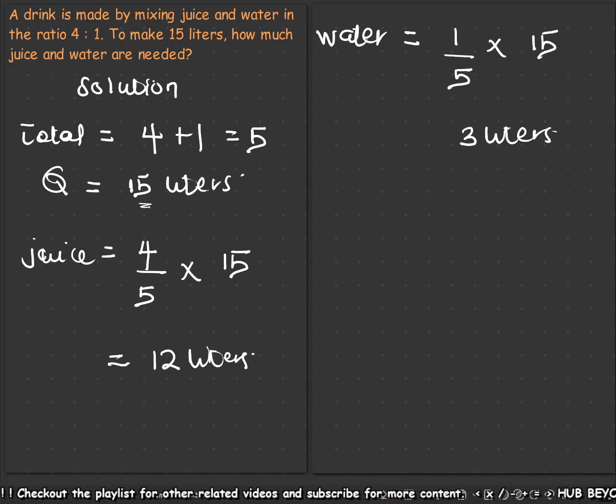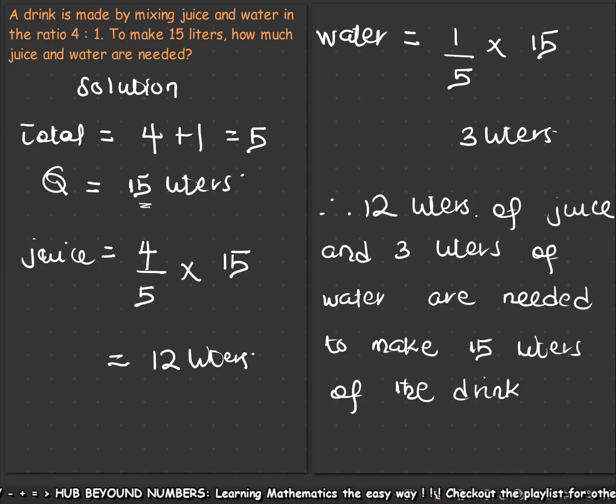How much juice and water are needed? So we conclude by saying that therefore 12 liters of juice and 3 liters of water are needed to make 15 liters of what? The drink.